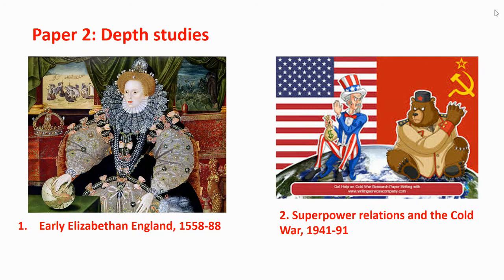The first one looks at early Elizabethan England, within which you're covering things like the religious settlement, Elizabeth's relations with other countries too, like Spain, the Spanish Armada, exploration of the New World, so the role of Sir Francis Drake and Walter Raleigh in discovering America and colonizing America.